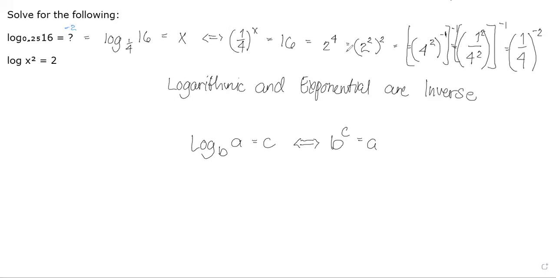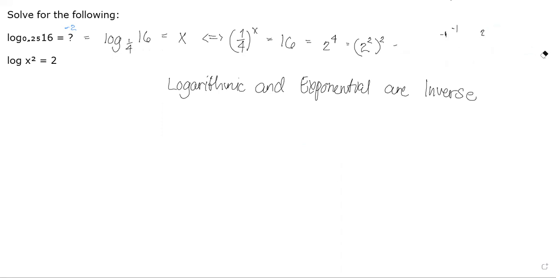So ganun siya. Okay? Mahaba lang ang process. Maiksi lang yan eh. Hinimay-himay lang natin kasi. Pero kapag dire-diretso yan, maiksi lang yan.